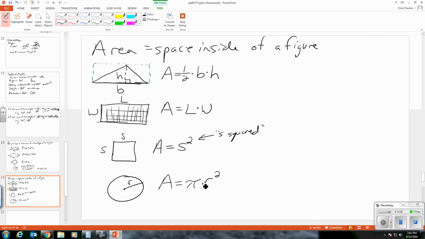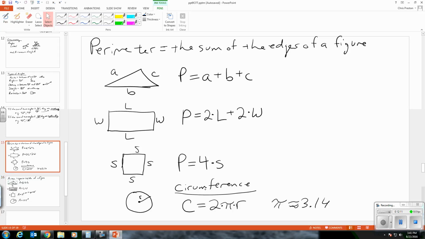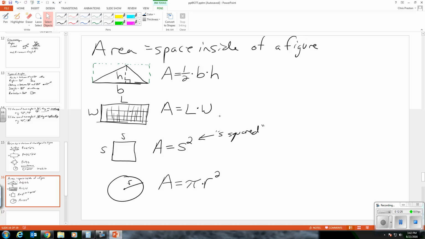Pi times r squared. Do not confuse these formulas for your perimeter formulas. You use the same letters, except the triangle has an additional value of a height. You don't use the height for perimeter, but you do need to know it for the area. So there are different formulas. You should know perimeter and area for these four figures: triangles, rectangles, squares, circles, by heart. They're kind of like the standard, most basic geometry figures.